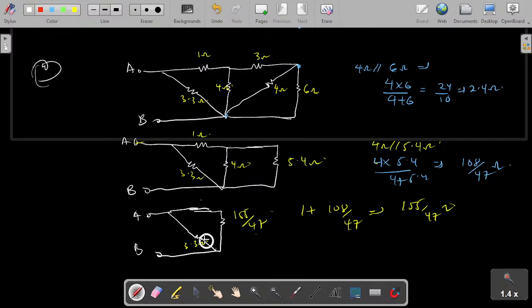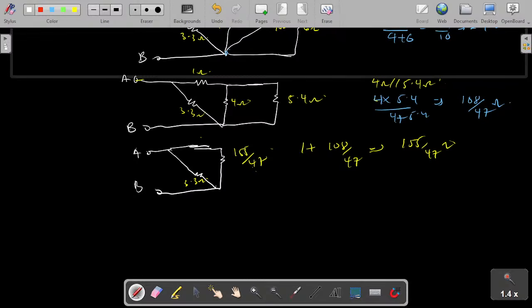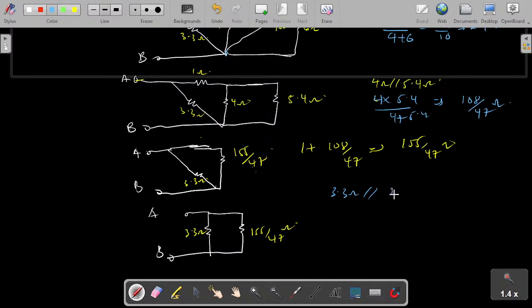Please, the bent resistor here is not bent, as in you can redraw it and make it straight. It's just something to trick you, okay? So you can make it something like this. This becomes our B, this is our A. Then we have our label 3.3 ohms, and 155 over 47 ohms, right? Now you can see that they are in parallel clearly. So you simply state that 3.3 ohms is parallel to 155 over 47 ohm.